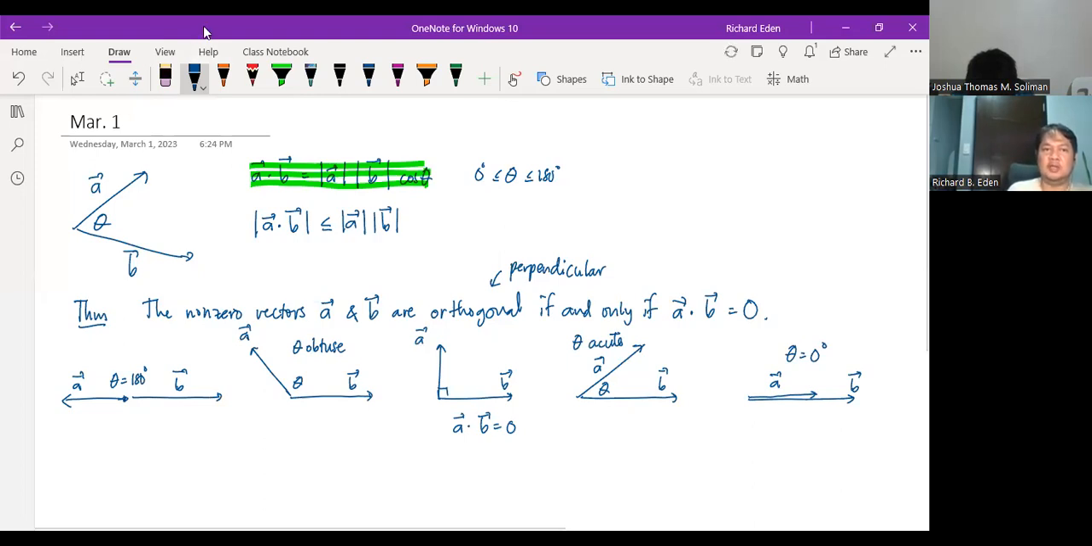Now, if theta is acute, then what that would imply is that cosine theta is going to be positive. But then the lengths of A and B are positive. So this would mean in the acute case, the dot product is positive. What would happen to the dot product if the angle is obtuse?